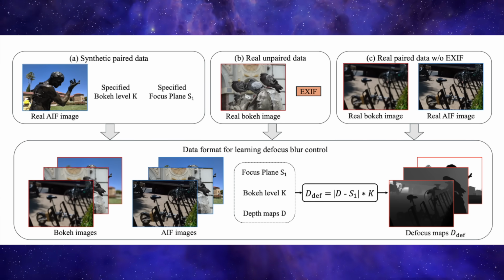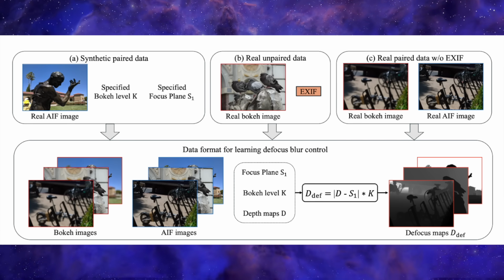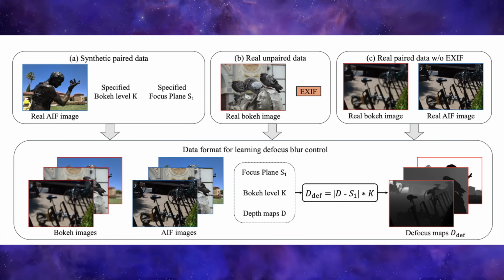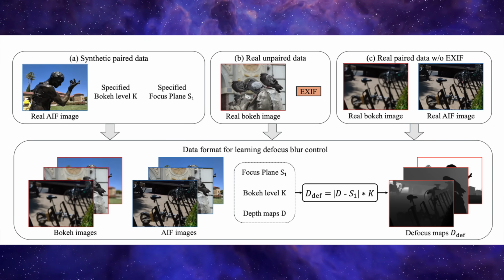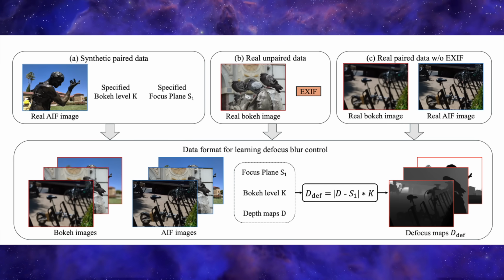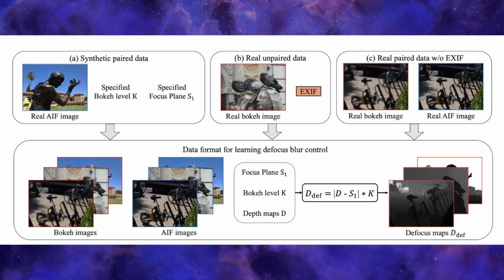It combines synthetic paired data to maintain that geometric consistency I mentioned, while also using unpaired real-world bokeh images that have camera EXIF metadata, allowing the model to learn real lens characteristics that simulators simply can't capture.